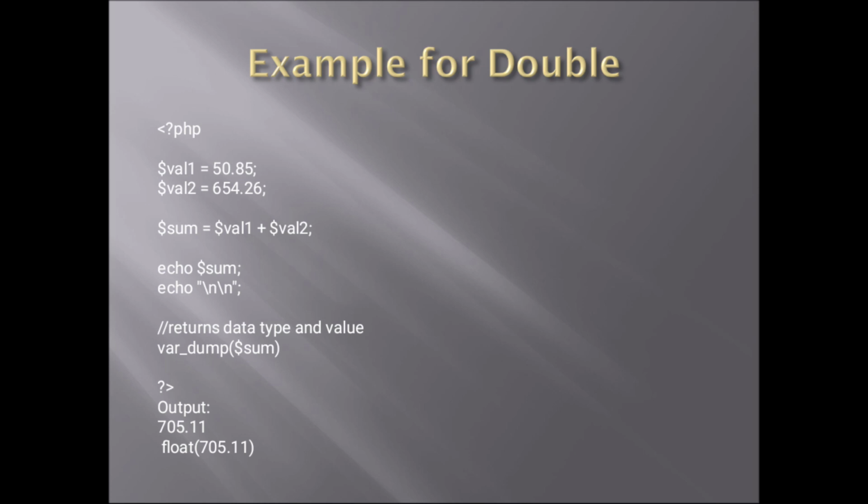I already set the example for integer, and the same example for double, but here we use decimal numbers. For double, we find the values of value 1 and 2, we add them, and we get the sum. This is the float value.